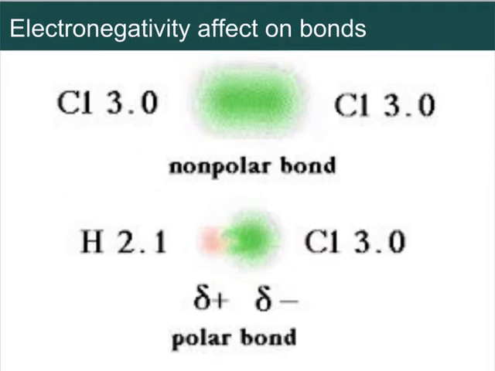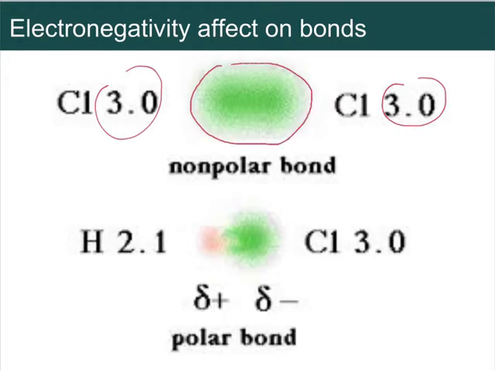Right here. So here, chlorine and chlorine, since it's the same element, it has an electronegativity of 3, which means this green is where the electrons are. So the electrons are all nice and evenly distributed, right? That's non-polar. If you look at hydrogen and chlorine, hydrogen's only 2.1 and chlorine's a 3.0. So chlorine wants the electron a lot more than the hydrogen does.